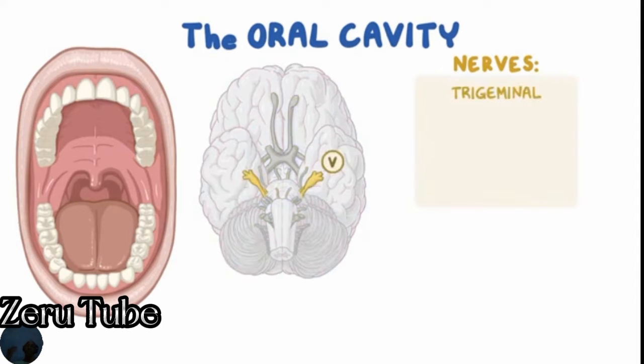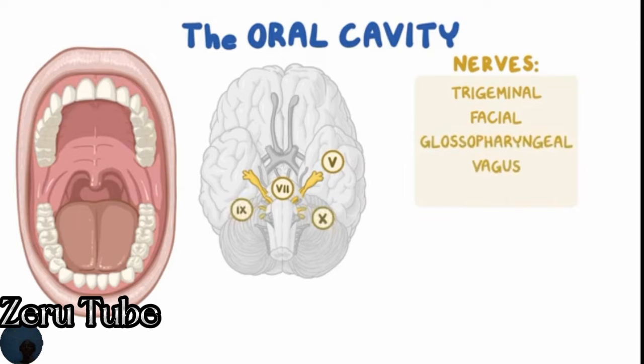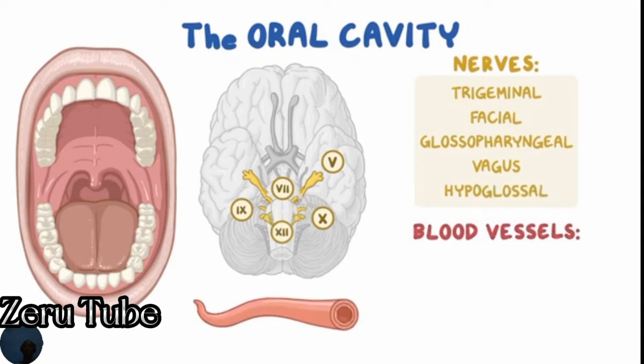The oral cavity is supplied by the trigeminal nerve, the facial nerve, the glossopharyngeal nerve, the vagus nerve, and the hypoglossal nerve. These five nerves supply the oral cavity. So let's look in more detail at each of them.